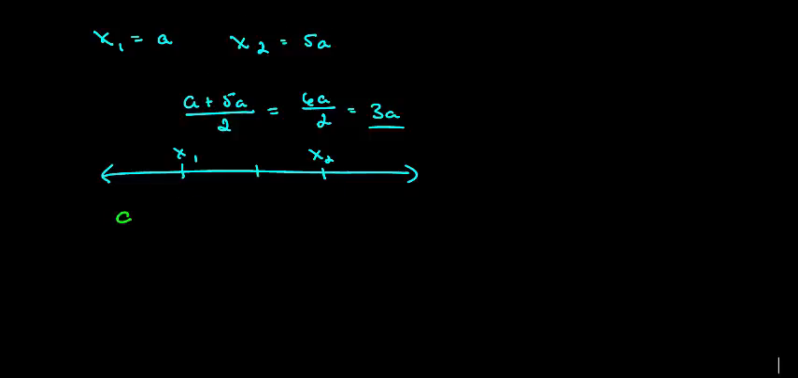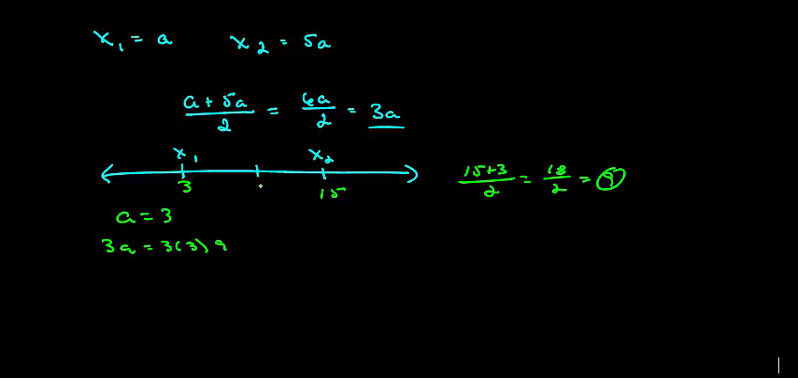Let's say a is equal to 3. Then the midpoint should be 9. So if a is 3, then x1 is 3, and x2 is 15. And if you take 15, add it to 3, and divide it by 2, you get 18 over 2, which is also 9. I'll leave it up to you to verify it for a is equal to -5.